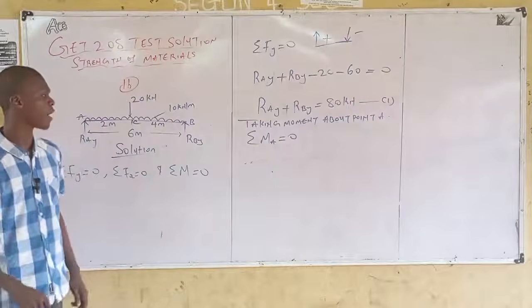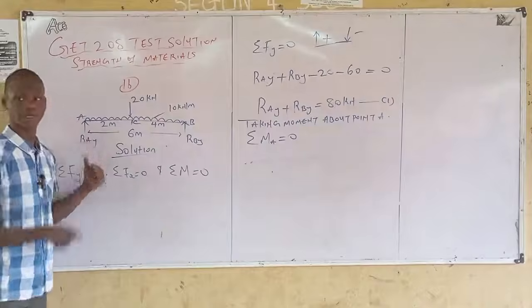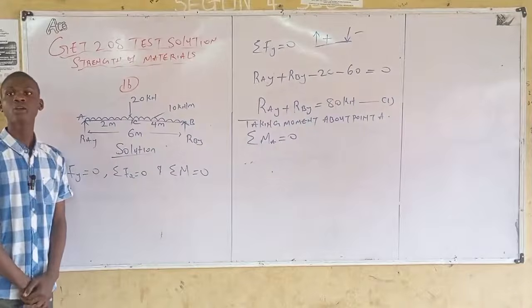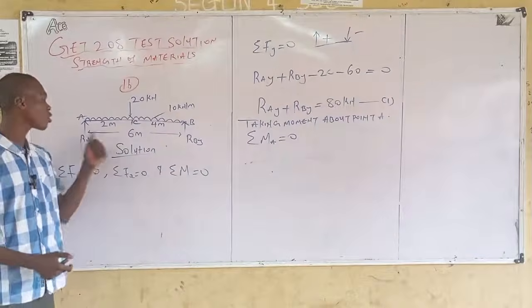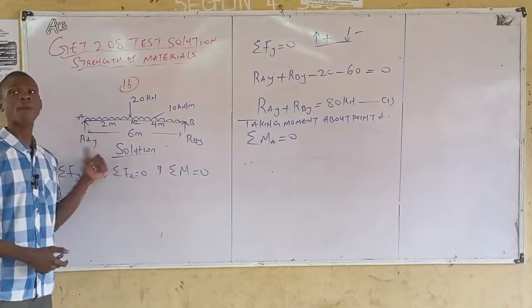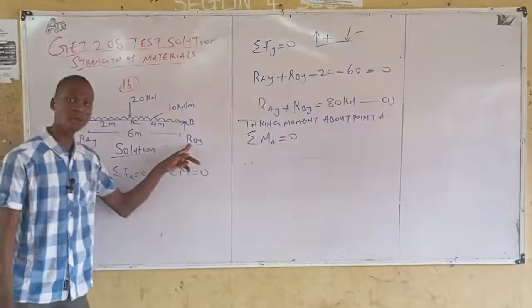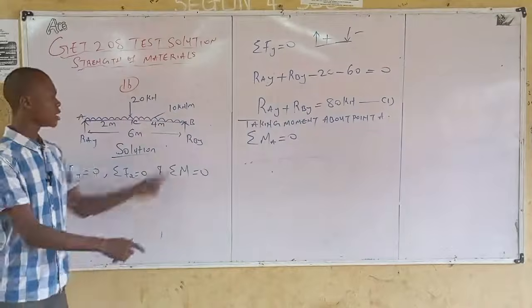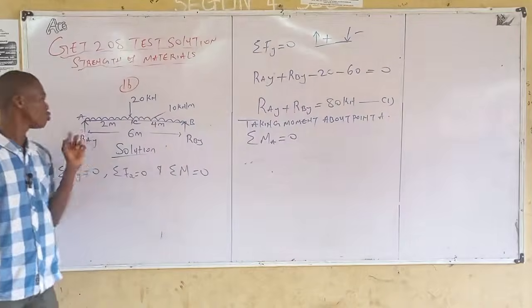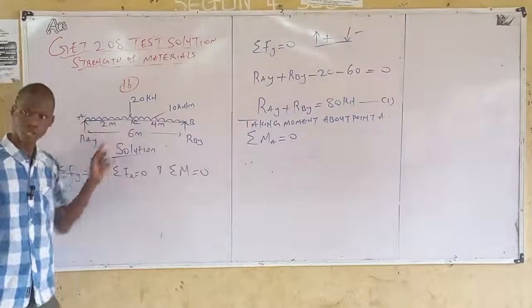Now let's identify. Since you are not considering this one, how many forces do I have left? I'm not considering this RAY now. How many forces do I have left? 3. And they are what? RBY, 20 kilonewton, and this U.D.L. Meaning RBY is going to A. This U.D.L is going to A. This point load is going to A.